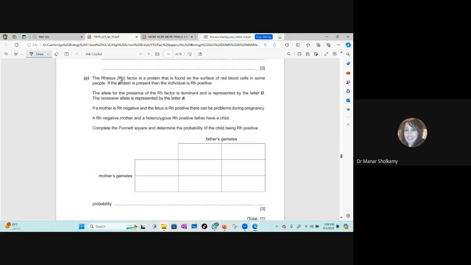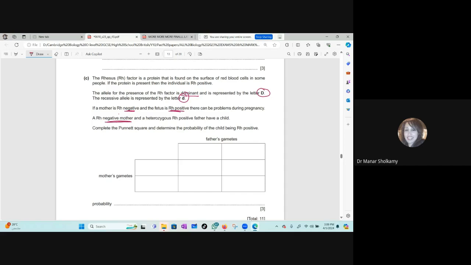The rhesus or Rh factor is a protein that is found on the surface of red blood cells. If the protein is present, then the individual is Rh positive. The allele for the presence of this factor is dominant, and it is represented by a capital D. The recessive allele is represented by a small d. If a mother is Rh negative and the fetus is Rh positive, there can be problems during pregnancy.